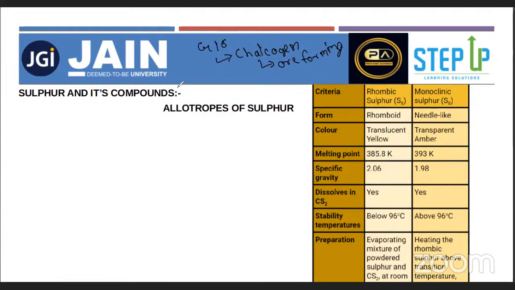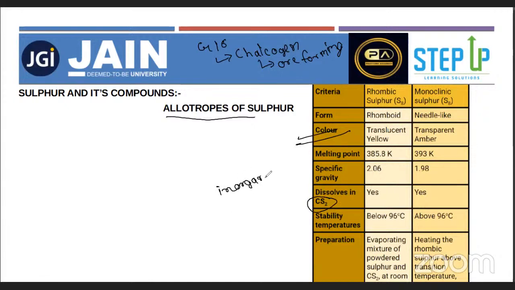Now, when I'm talking about sulfur and its compounds, first we just see the types of sulfur. We have rhombic sulfur and monoclinic sulfur, S8. The form of one will be rhomboid and the other is needle-like. In color, one is translucent yellow and one is transparent amber. So this is important. It is dissolved in CS2. What is CS2? CS2 is an inorganic solvent.